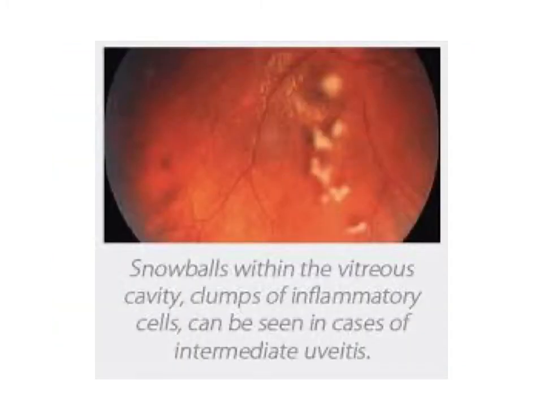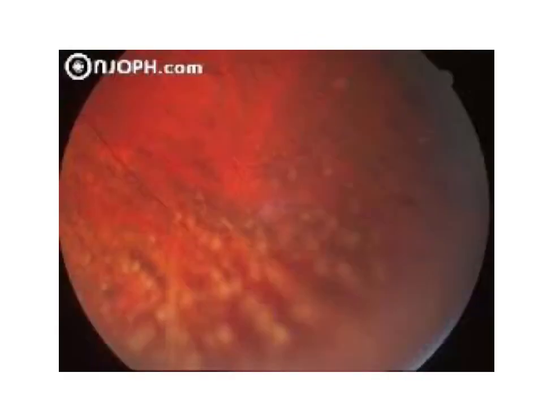You can see from this photo the whitish spots present in the vitreous in the lower extreme periphery of the fundus, which are called snowballs. These are the snowballs within the vitreous cavity. Also, another picture shows multiple white dots at the extreme periphery of the fundus in a case of intermediate uveitis.